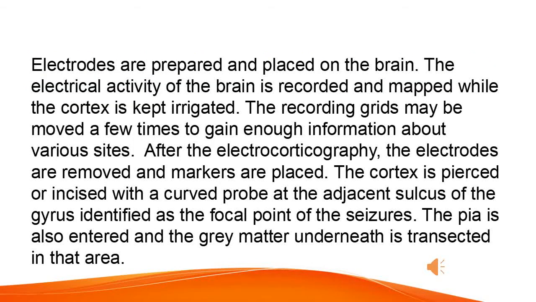Electrodes are prepared and placed on the brain. The electrical activity of the brain is recorded and mapped while the cortex is kept irrigated. The recording grids may be moved a few times to gain enough information about various sites. After the electrocorticography, the electrodes are removed and markers are placed.